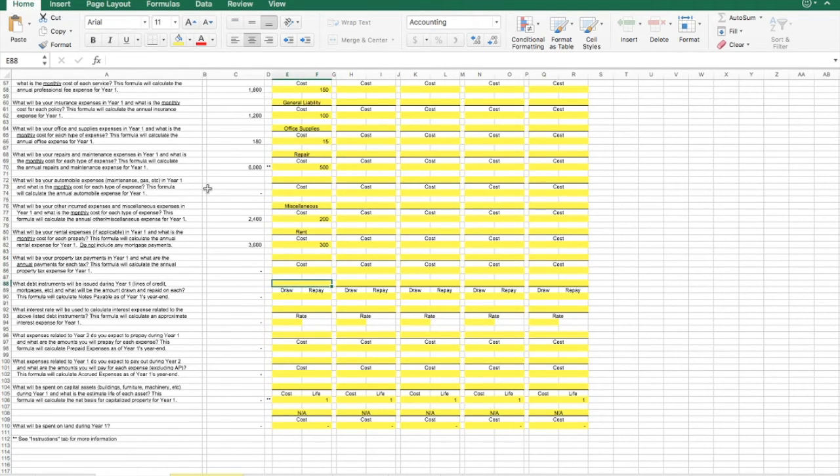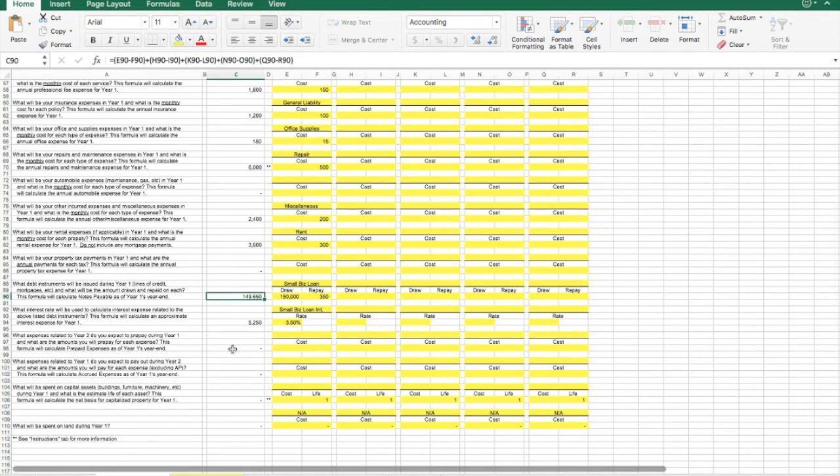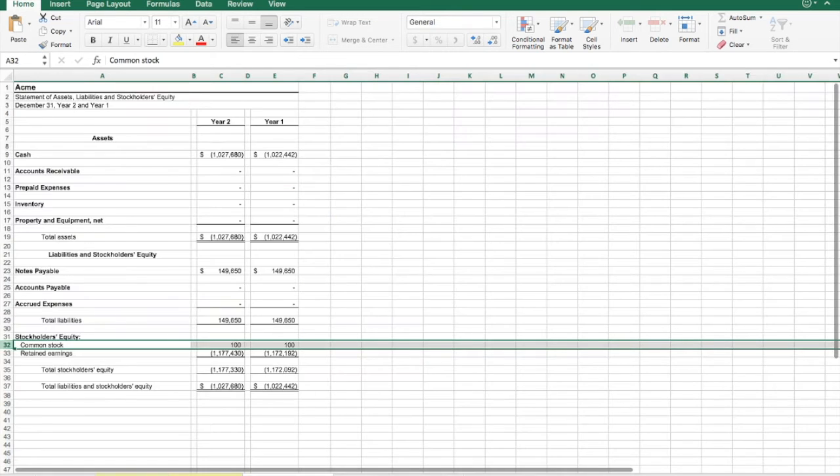What debt instruments will be issued during year one? This is where it's going to calculate a lot of different things for you. So it's calculating interest for you automatically, your payoffs automatically. So say we take out a small business loan for $150,000, and you repay $350 of that per month. The interest rate on that is 3.5%.